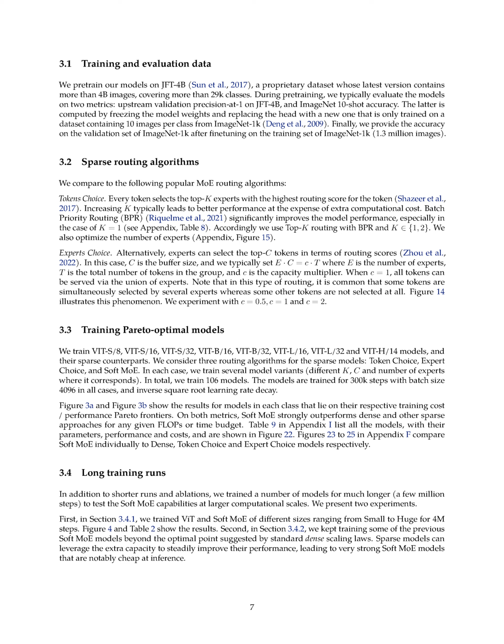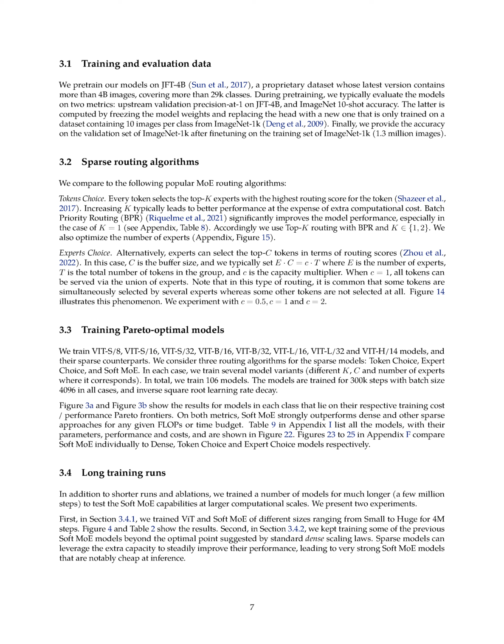Another method is the experts choice, where the experts select the top C tokens based on their routing scores. Here, C represents the buffer size. We usually set the product of the number of experts, E, and C equal to the product of a capacity multiplier, C, and the total number of tokens in the group, T. When C equals 1, all tokens can be served by the combined efforts of the experts. However, it's common in this type of routing for some tokens to be chosen by multiple experts while others aren't chosen at all.